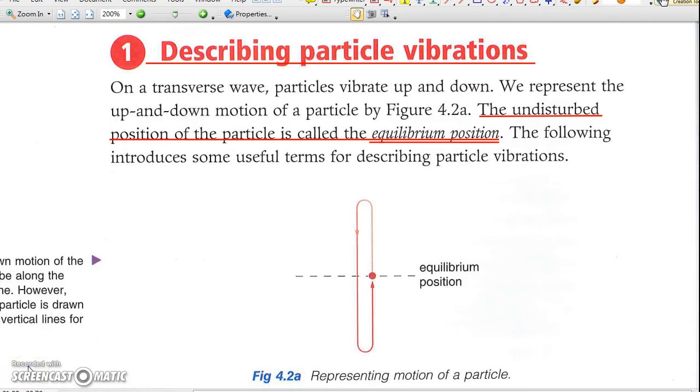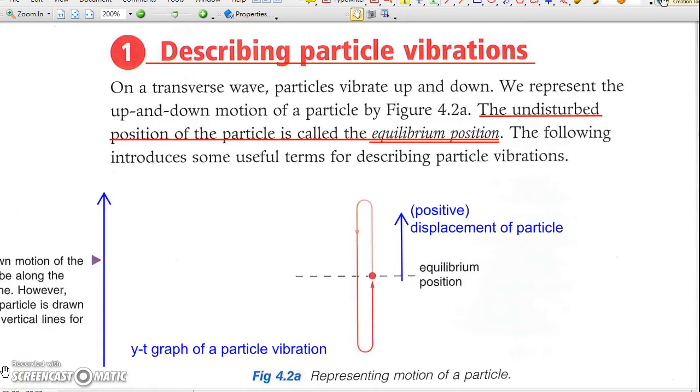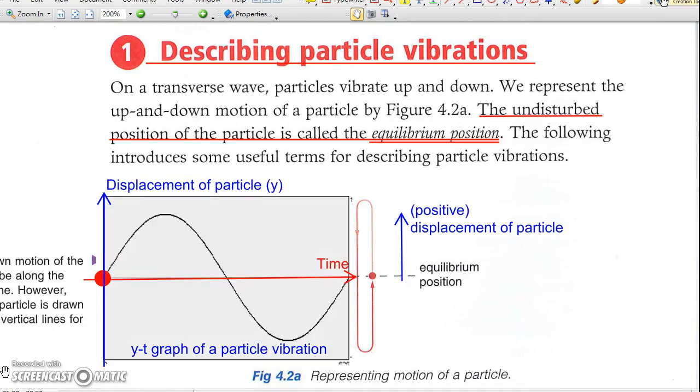When a particle is not disturbed by the wave, it is at its own equilibrium position. When the particle is set into vibration by the wave, it vibrates about its own equilibrium position. It has different displacement at different times. So for this red particle, it first of all moves up and down to the very bottom and back to the equilibrium position.